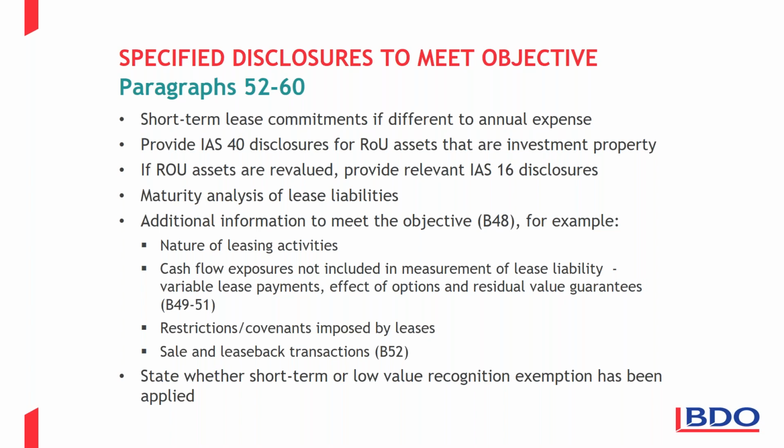So you have to disclose the nature of your leasing activities, and the cash flow exposures that are not included in the measurement of the lease liability. So that is variable lease payments, effects of options, residual value guarantees, all those things that were not included in the lease liability. Explain that. You have to disclose restrictions or covenants imposed by leases, and also sale and leaseback transactions have to be disclosed quite extensively. You also have to disclose whether you've used the short-term or the low-value recognition exemption. So I think that's really important.